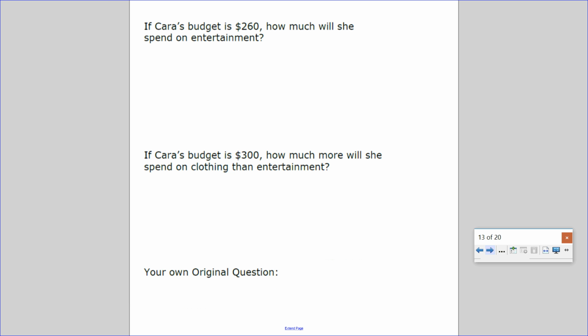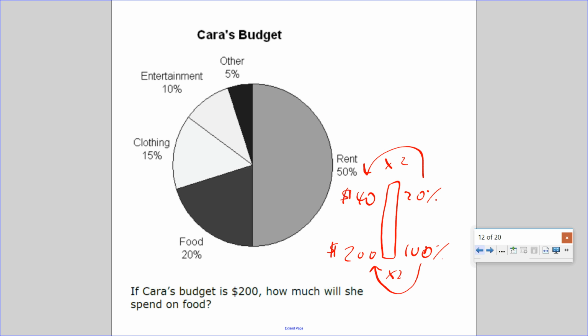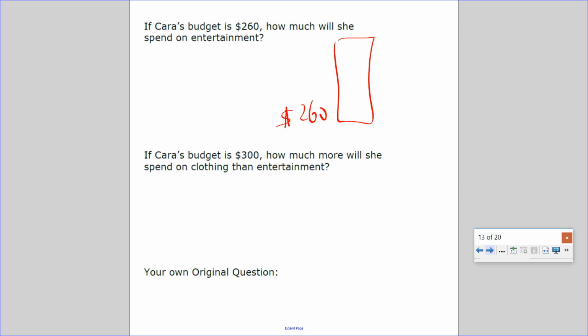If Kara's budget now is $260, oh, she must have gotten a raise or something. How much will you spend on entertainment? 10% is spent on entertainment out of 100%.